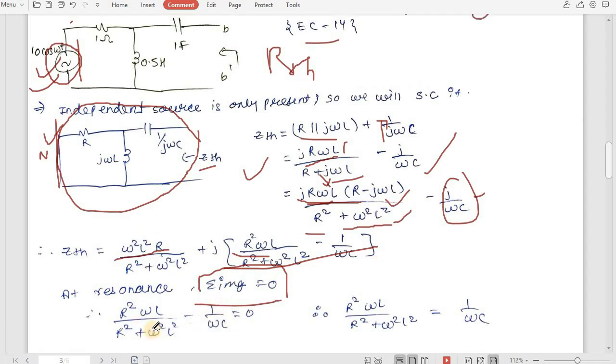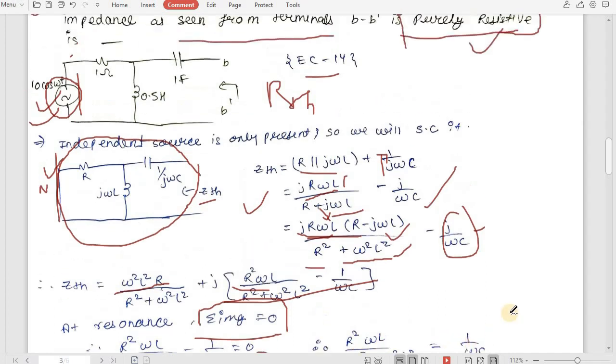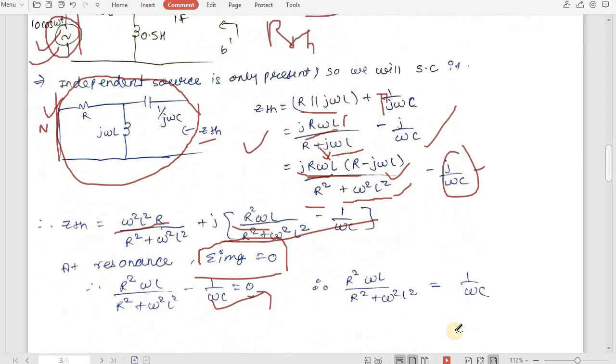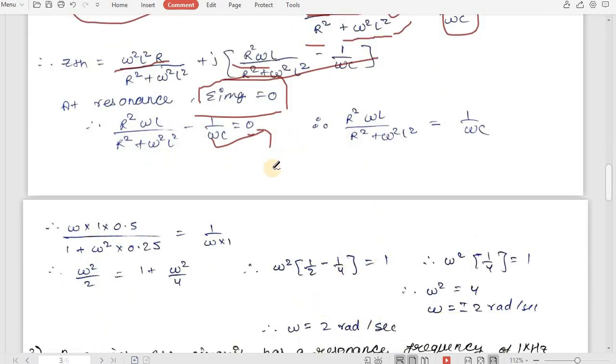So if we equate it, we will get R square omega L upon R square plus omega square L square minus 1 upon omega C equals to 0. So if we take this term to this side, we will get R square omega L upon R square plus omega square L square equals to 1 upon omega C. Now let's simplify it. We want omega, right? So we will do accordingly.